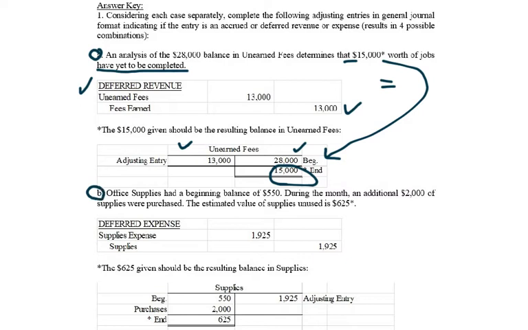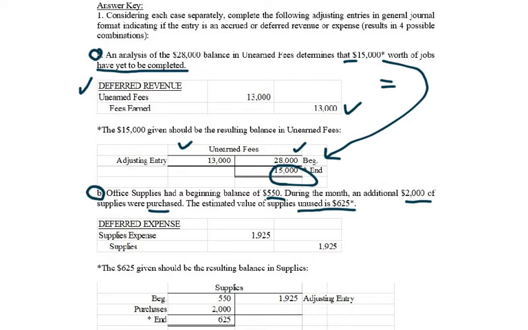Now for B, office supplies have a beginning balance of $550. During the month, an additional $2,000 was purchased. Estimated value of supplies unused is $625. So now, again, the same trick is going to apply to deferred expenses, but it's a little different because now I'm either going to give you the amount of the expense, in which case that's the amount of the adjusting entry, you're done, or I'm going to tell you which should still be in the asset account after adjustment, in which case, once again, you have to do a little math, as was the case for the deferred revenue example, where I gave you the liability angle.